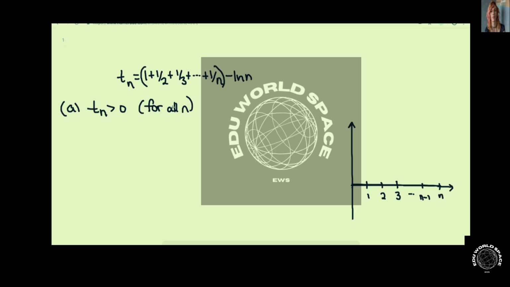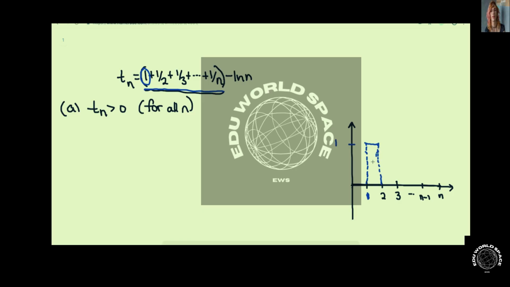Okay, and so here's how we can do this. Let's look at Tn here, and I want to interpret at least the first part, let's say in blue, as areas of rectangles. So the first one, I'll put a rectangle of height 1 corresponding to the first term 1, and I'll put it here at n equals 1 to 2.